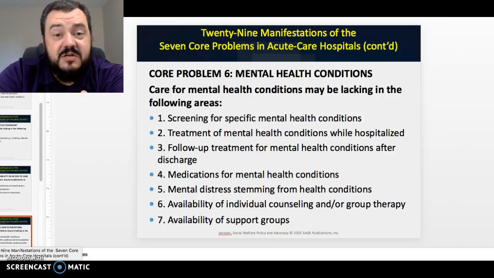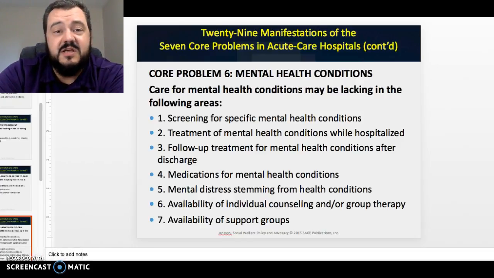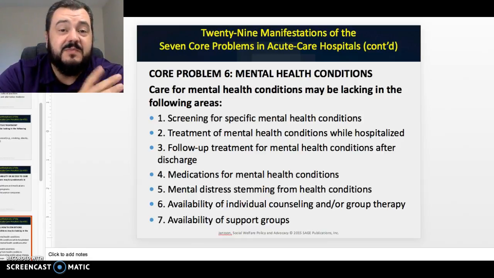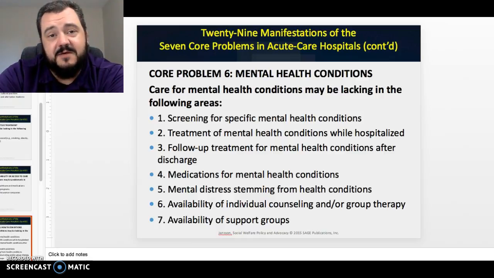Mental health conditions. Are clients being screened for mental health conditions when they go into a hospital? A lot of times doctors will just completely forget that that's something that they've got to do. You know, they're looking simply at what are the physical issues, let's nail it down and solve it. And they forget that mental health issues may be creating some of the problems that they're facing, or it may be complicating some of the issues they're facing.